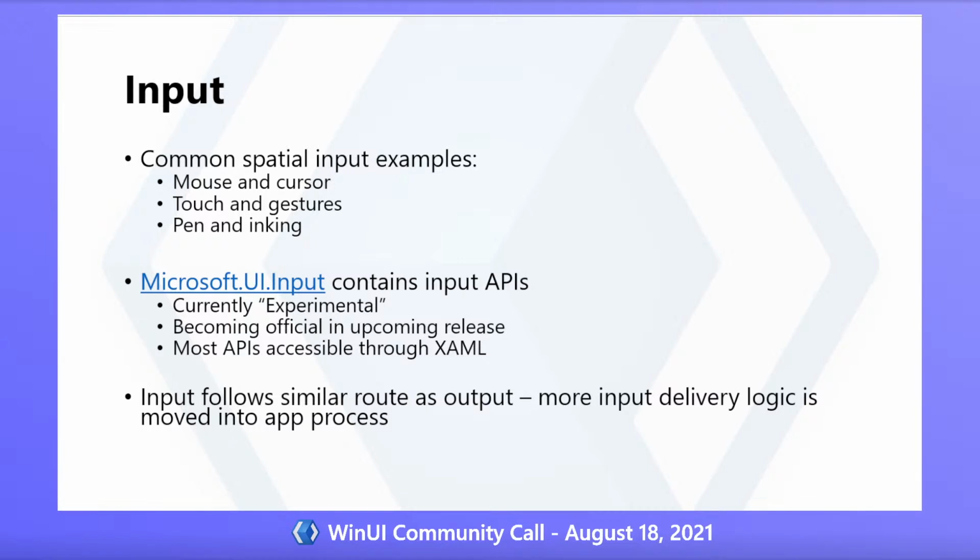In terms of namespace, Microsoft.UI.Input is the namespace that contains all the input APIs. Currently it is marked as experimental. It will become official in upcoming releases. And most of these APIs are accessible through XAML, so most of the time you don't program against these APIs directly. You get pointer input through XAML with a few exceptions. For example, with the gesture recognizer, you use it directly. You feed the input you get from XAML into the gesture recognizer. But for the most part, you access the API through XAML.